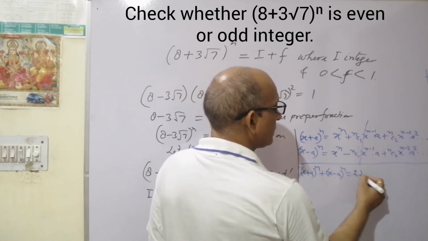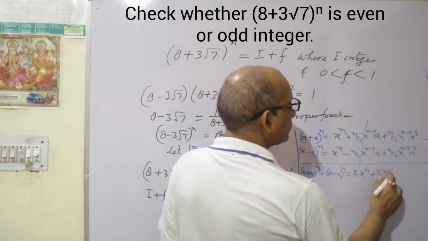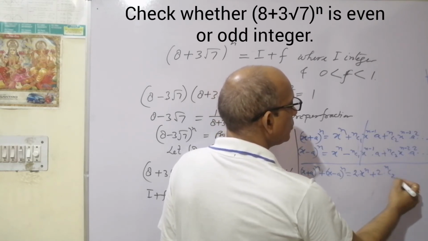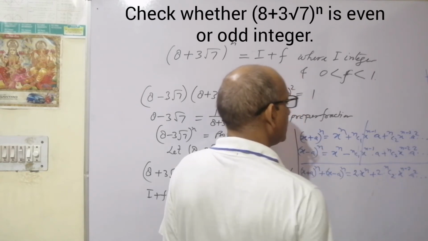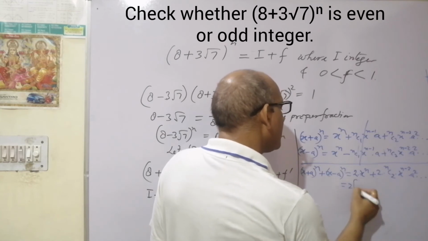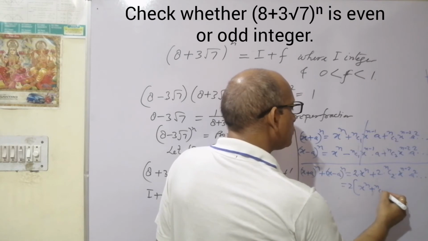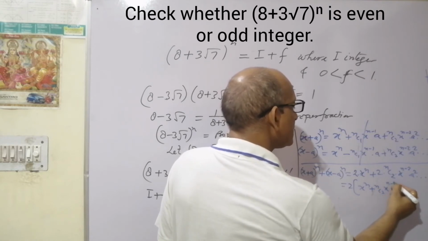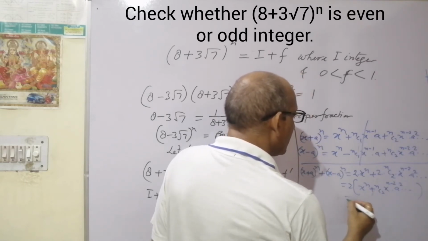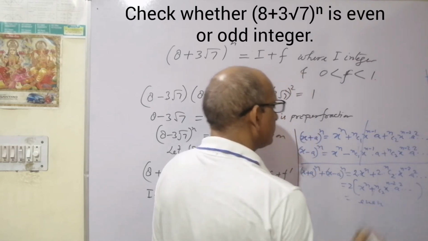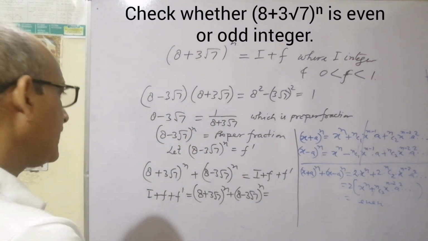2 times x to the power n plus 2 times nC2 x to the power n minus 2 into a square and so on. So we can take 2 common from here: x to the power n plus nC2 x to the power n minus 2 a to the power 2 and so on. So it is an even number. Clearly?